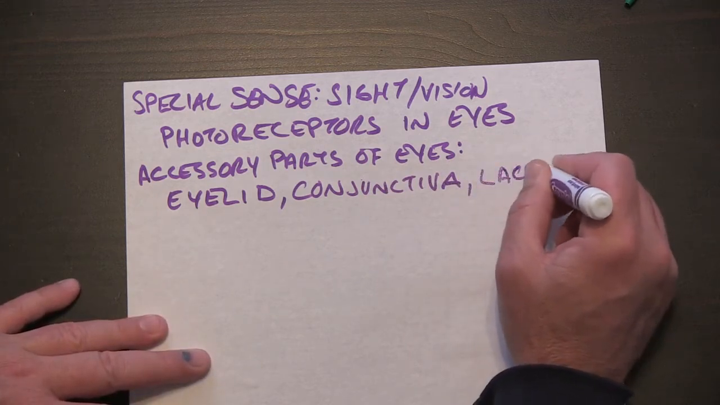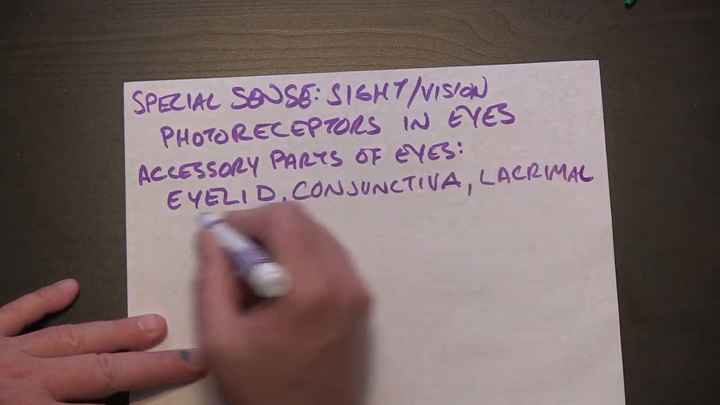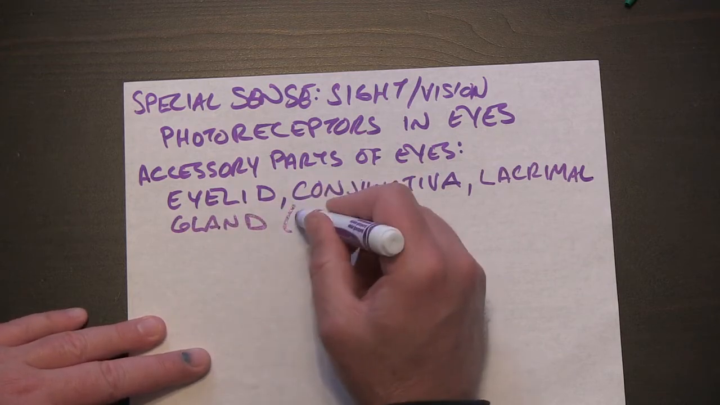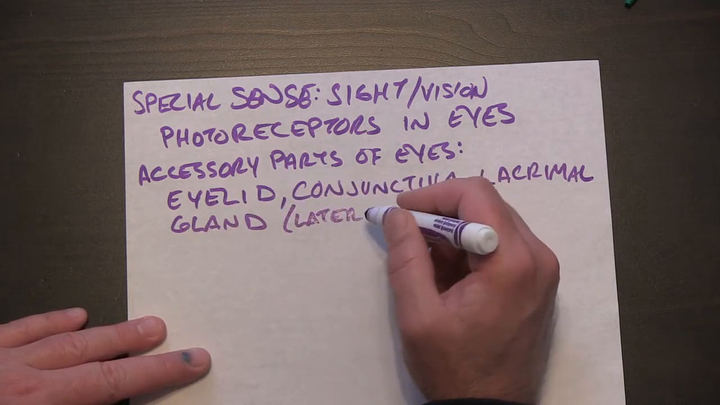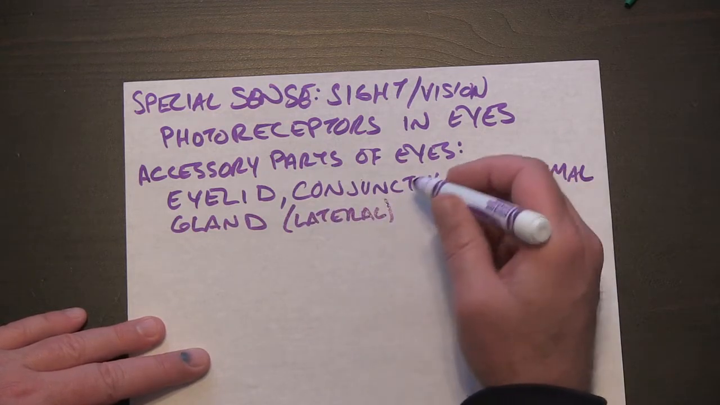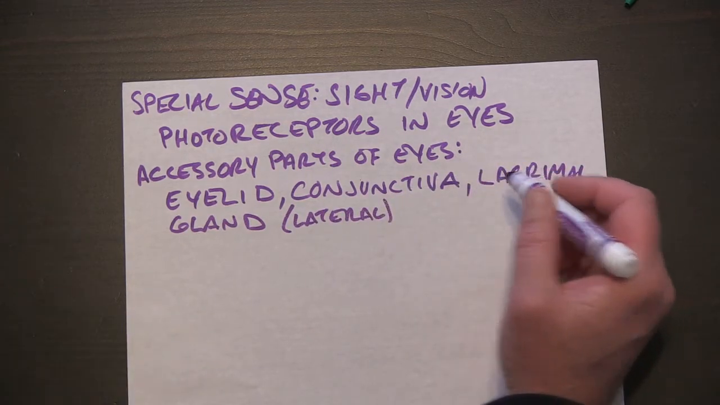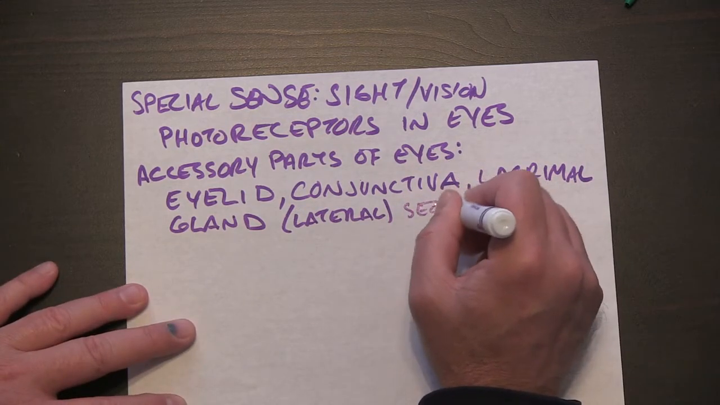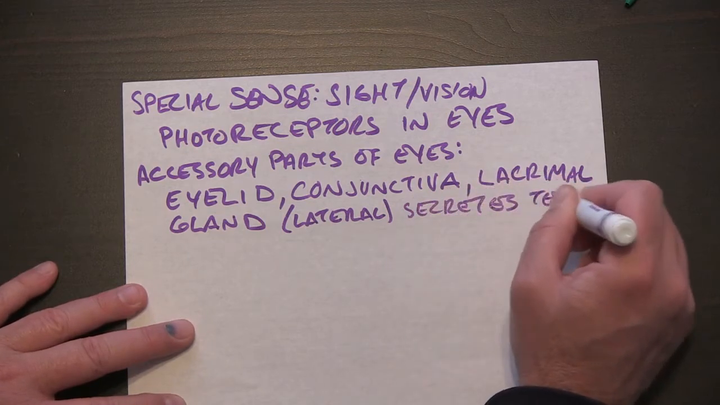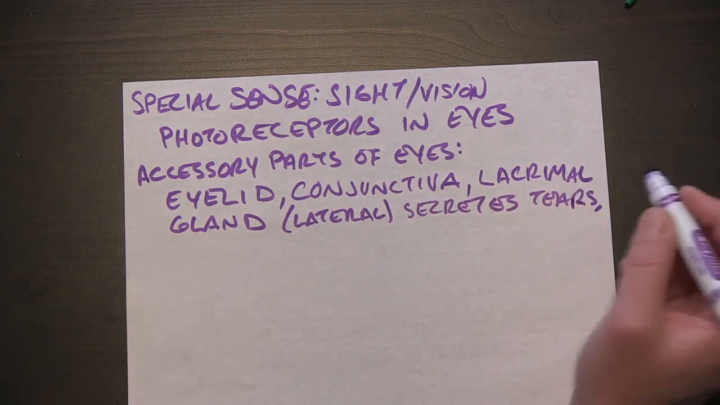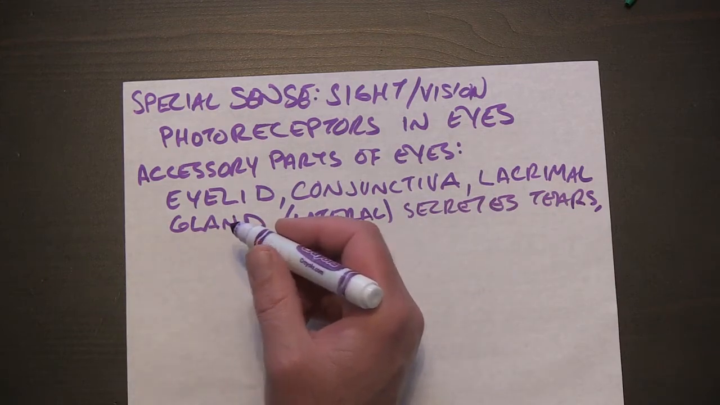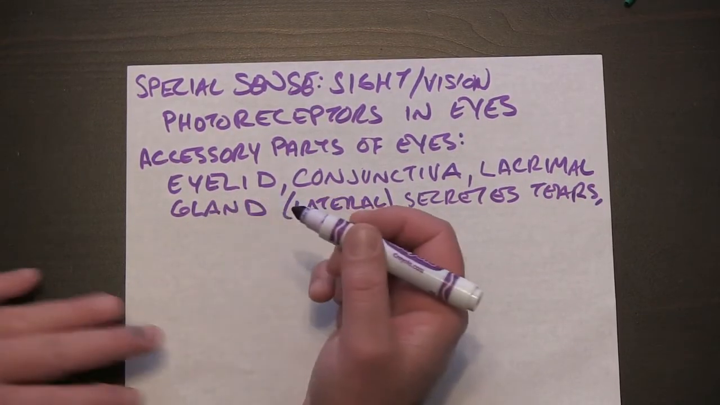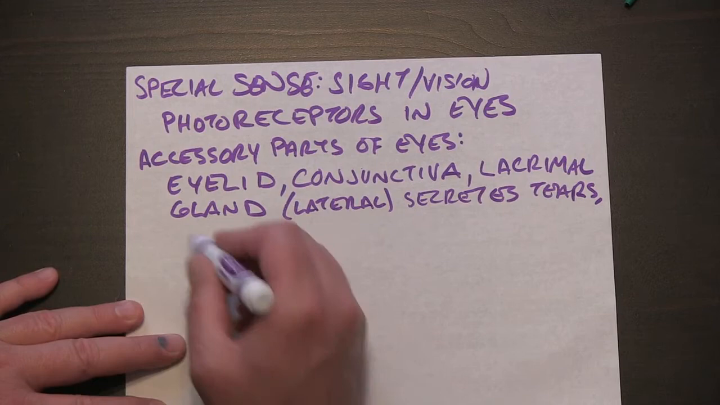And then you have a lacrimal gland that is on the lateral side of the eye, kind of superior and lateral. And this is what secretes tears that lubricate the eye. Then the tears go to the medial side of the eye and drain down into the nasal cavity.